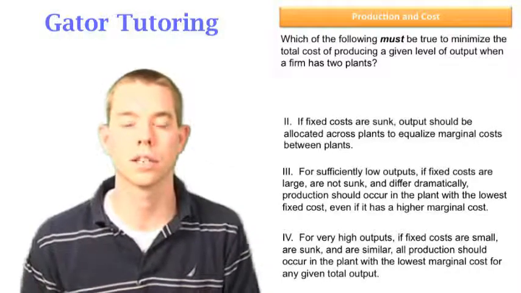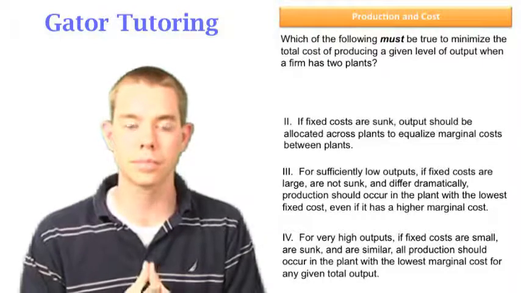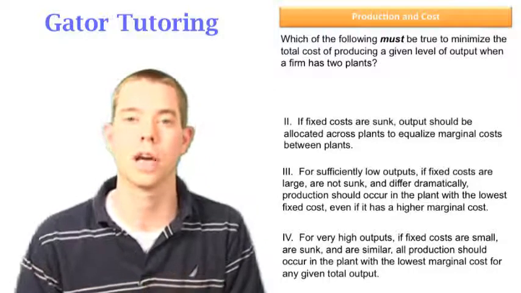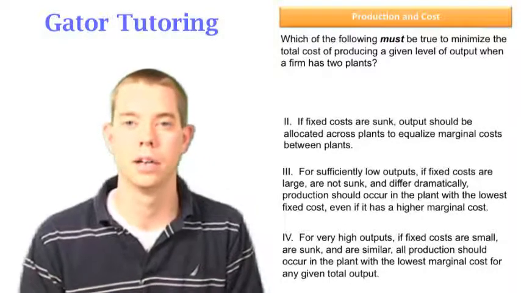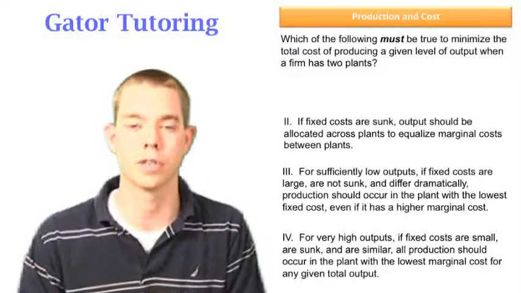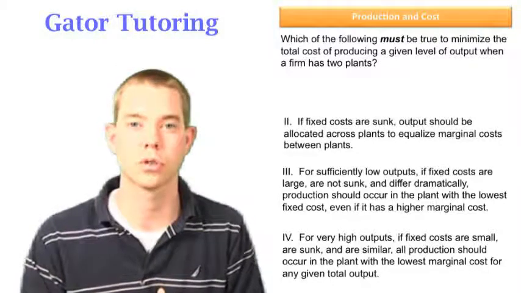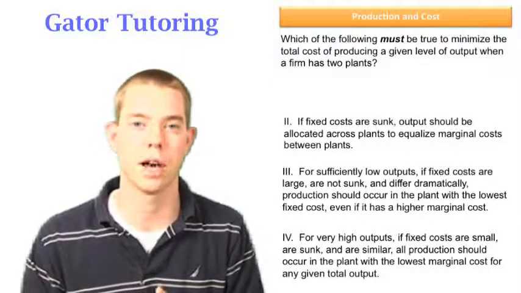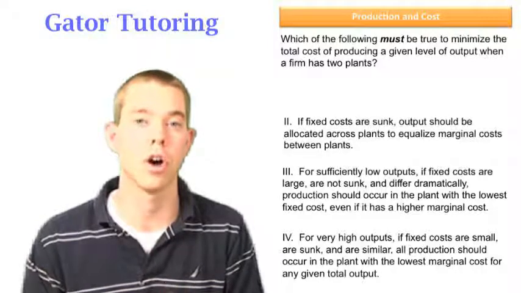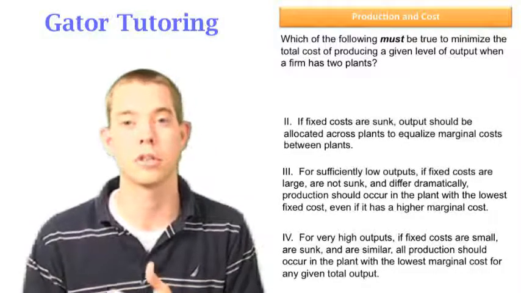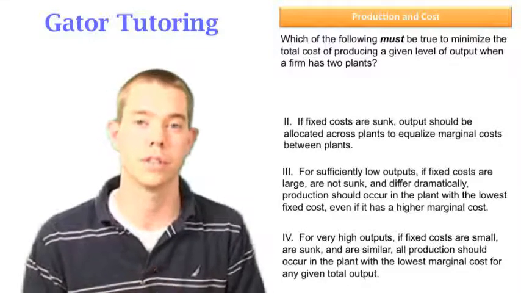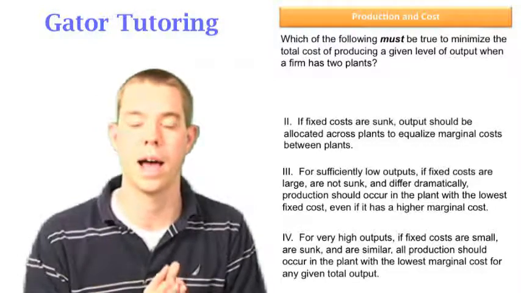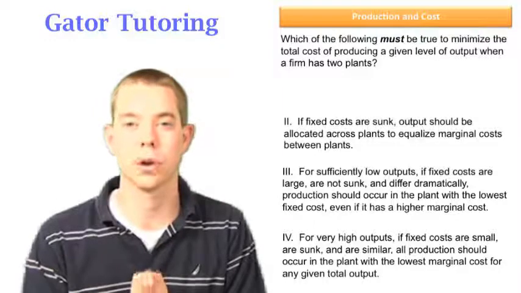So this is true, and let's see why. This is actually the same reasoning, the situation that I used to describe why option 1 was false. So imagine plant 1 and plant 2 again. Plant 1 had $0 fixed cost, plant 2 had $10,000 fixed cost. Even though plant 1 has a higher marginal cost, if we're producing sufficiently low outputs, so all the words matter here a lot, sufficiently low, if fixed costs are large and differ dramatically, so that means plant 2's fixed costs are much larger relative to plant 1's fixed cost, well, all the production should occur in the plant that has the lower fixed cost, even if the marginal cost is higher.